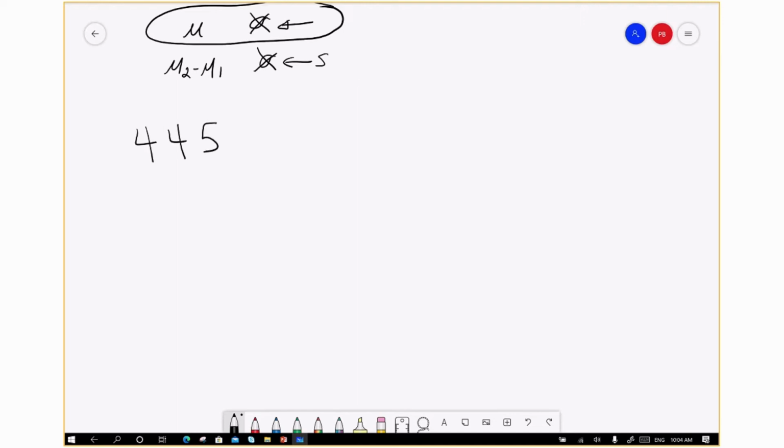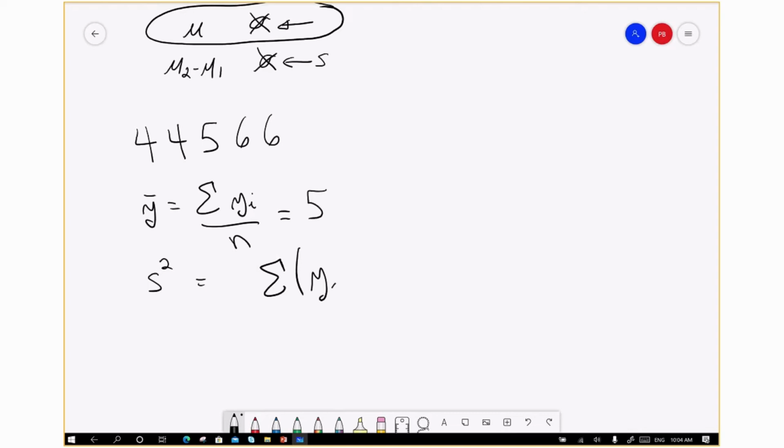So we got these 5 numbers: 4, 4, 5, 6, 6. The first thing we do is calculate y bar, which is the sum of all the yi divided by n, which turns out to be 5. Then we have to calculate the estimate of the population variance by using the sample variance, defined as the sum of all the (yi minus y bar) squared over n minus 1. And if you do the algebra, that turns out to be 1.